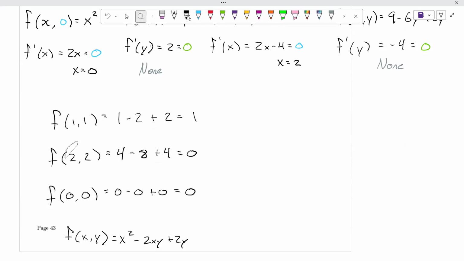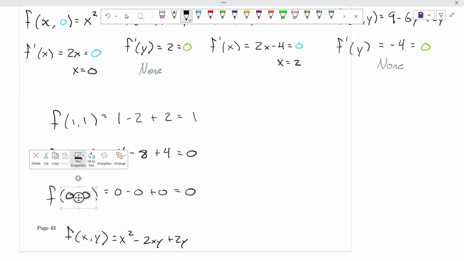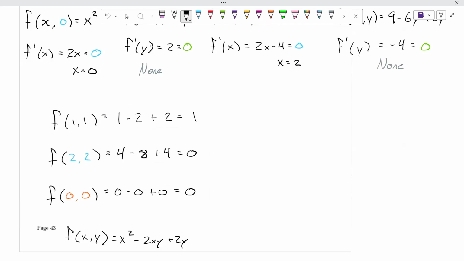Slide you a little bit over there. This point was on the blue line. That point was on an orange line. Those are one of my boundary points. Then I've got a few more points to go. F of, how about, let's go in order. F of 3, 0, F of 0, 2, and then F of 3, 2.